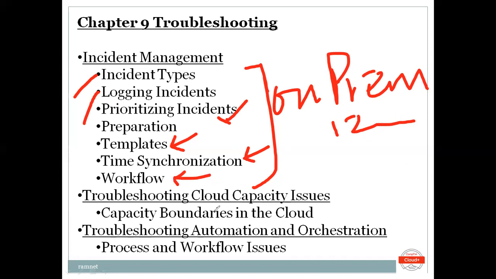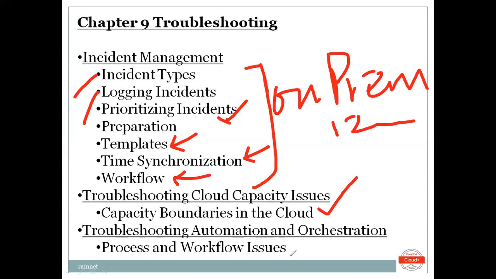Troubleshooting the cloud capacity issues, capacity boundaries in the cloud. Troubleshooting in the sense of when things go wrong. Even though things are very easily accessible, people will be facing latency. Maybe the servers are very far away from where the customer is originally located. If the customer is in Europe and you put the servers in Singapore, there will definitely be a lot of latency, because everything depends on the network connectivity only. Better to find a data center locally in Europe itself. So these are the boundaries we talk about, capacity boundaries and other things.